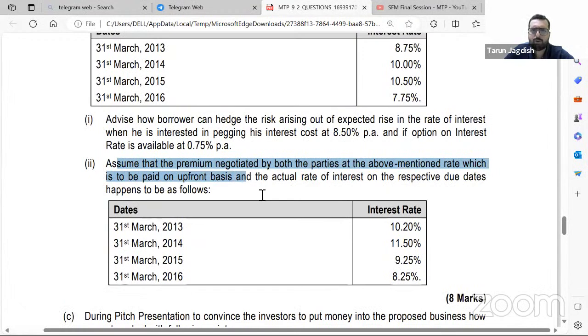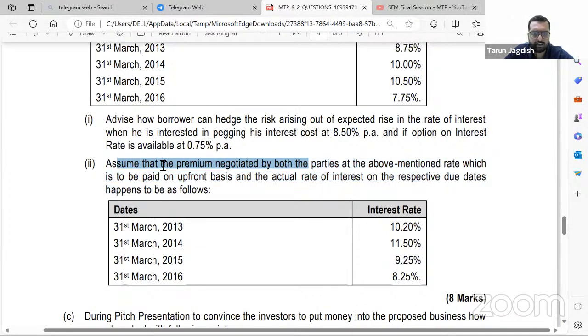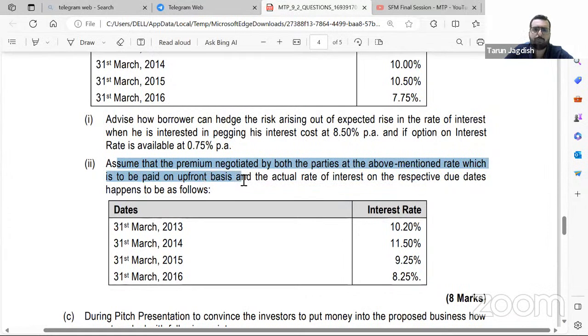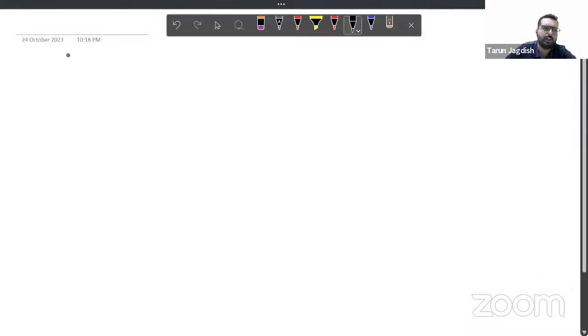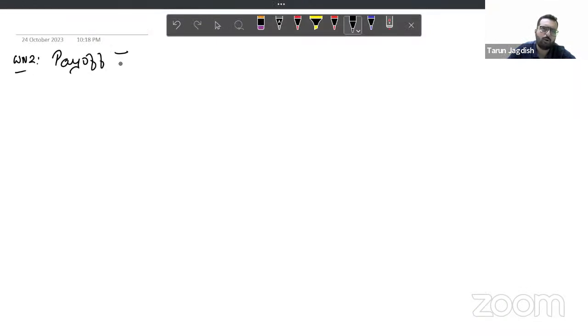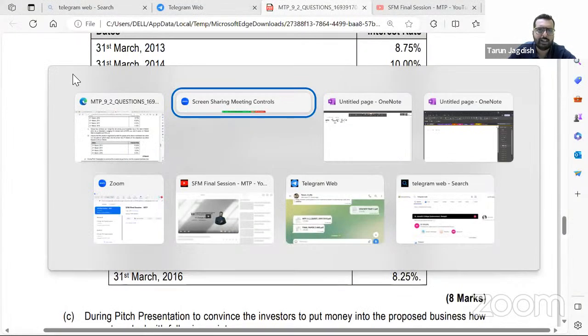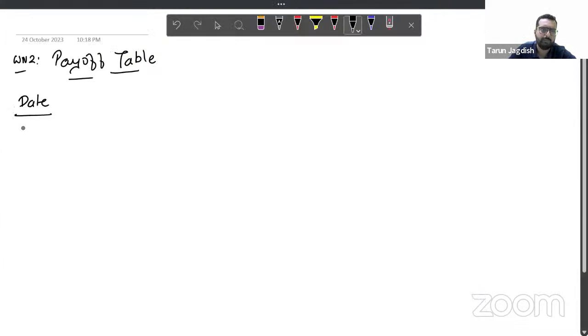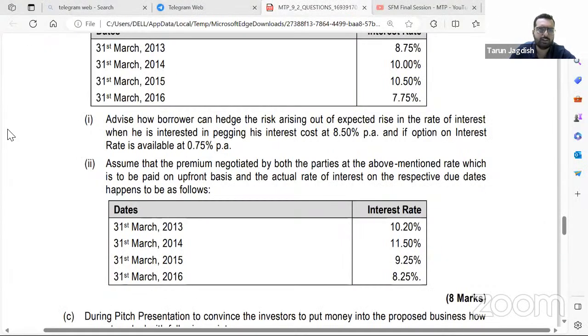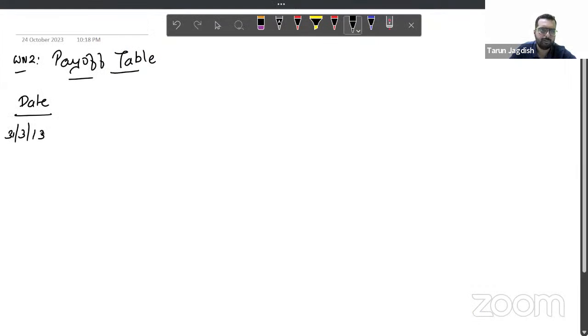Assume that the premium negotiated by both the parties at the above mentioned rate is to be paid on an upfront basis, and the actual interest rate turns out to be as follows. All right, so these are the actual rates. So we need to go and find out the calculation. I'll write down working note number 2, payoff table. In this I'll put the dates first. First column will be date. So what are the dates? They are 31/3/2013, then you will have 31/3/2014.